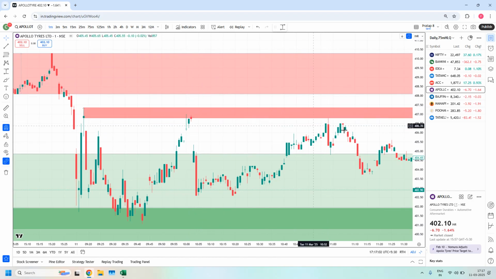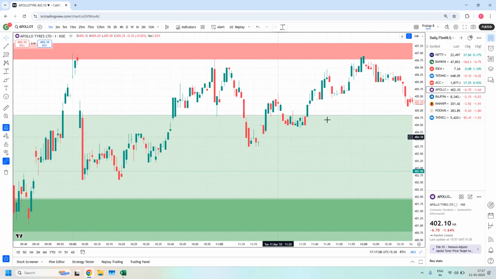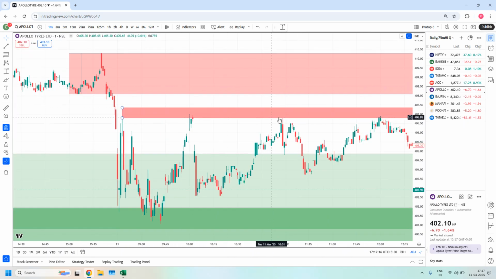Suppose you didn't book profit, thinking that this will violate and you want to book profit here. See, now also again it pushed. Now the last opportunity you got here. If you did not book your profit here, you must book your profit because already multiple times this zone held the prices.